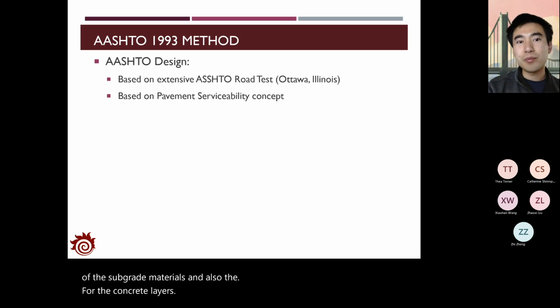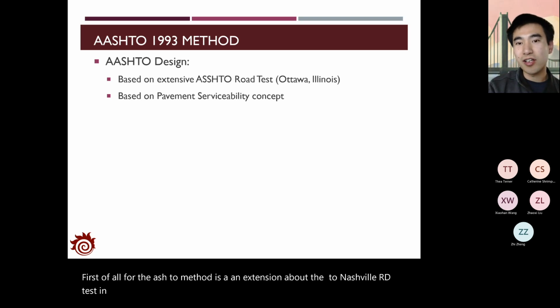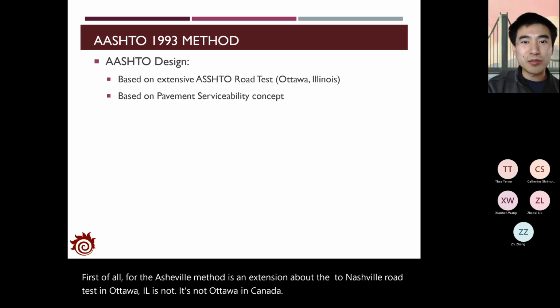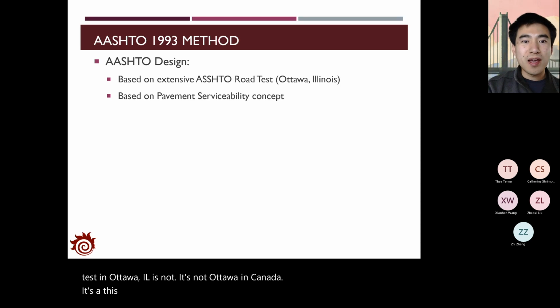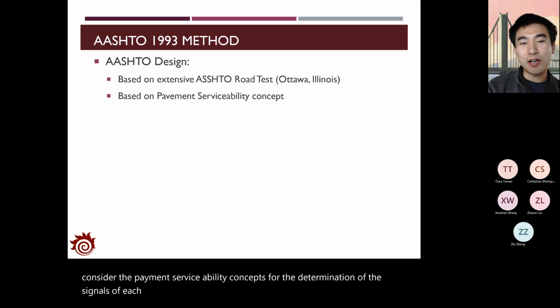First of all, the AASHTO method is actually an extension of the AASHO road test in Ottawa, Illinois. It's not Ottawa in Canada. This one was conducted in the US. In this method, we will consider the pavement serviceability concept for the determination of the thickness of each pavement layer. I will give you more introduction about what pavement serviceability is.